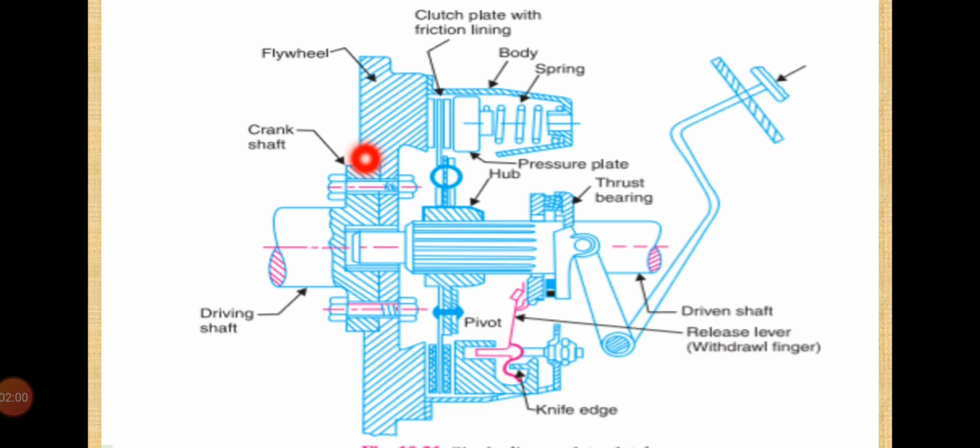These are assembled in one group, and this shaft is directly connected with the engine shaft, that is called the crankshaft. This is called driving shaft, and this is called driven shaft. This is input shaft, meaning engine shaft, and this is output shaft, that is called the gearbox shaft. This is clutch plate, with friction lining on both sides, and this is pressure plate. There is spline.